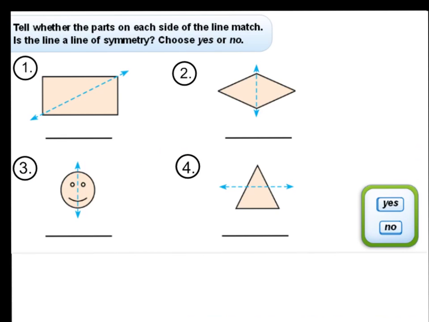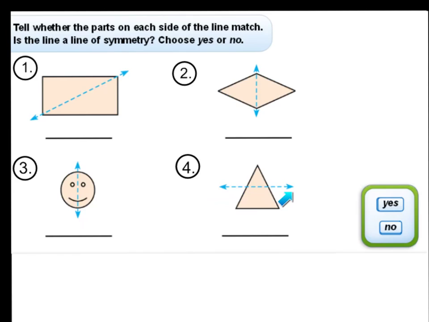Okay, now boys and girls, I want you to look at these four examples. We have 1, 2, 3, and 4. Now, on your paper, I want you to tell whether the parts on each side of the line match. Is the line a line of symmetry? Now, boys and girls, the only line that they're talking about is the blue dotted line. They aren't talking about any of the black lines, okay? They're only talking about these blue dotted lines on each of the shapes.